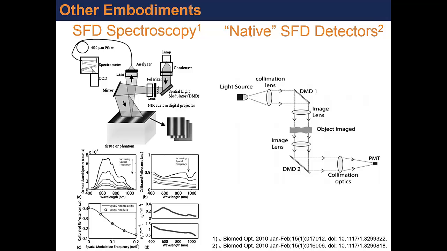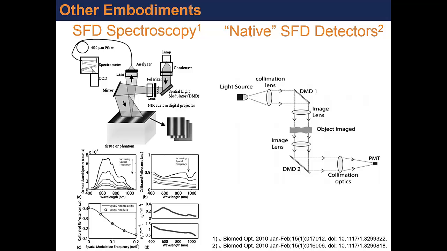What a group in Canada did, this is Frederic Lesage and Xavier Intes, they came up with an approach to use a spatial light modulator, a DMD, on both the illumination and the detection side. So they're able to project light over a large area. In this case, they were doing a transmission onto the sample, but you could do reflection as well. And on the detector side, they have a single sensor like we did here, but that sensor is being modulated by a DMD.